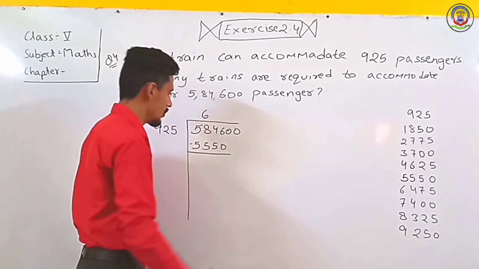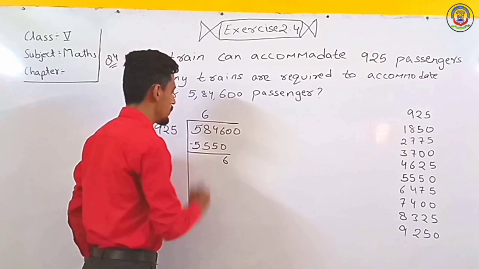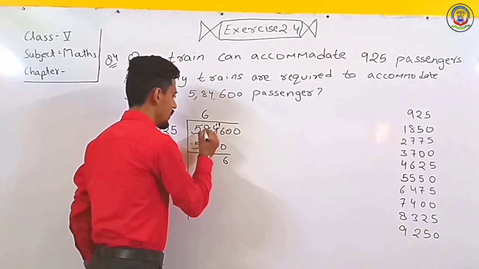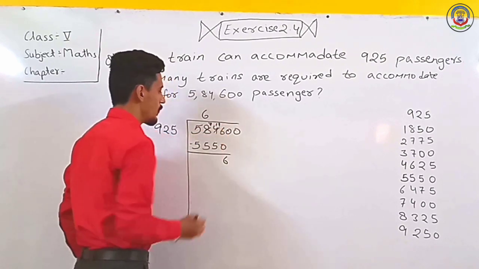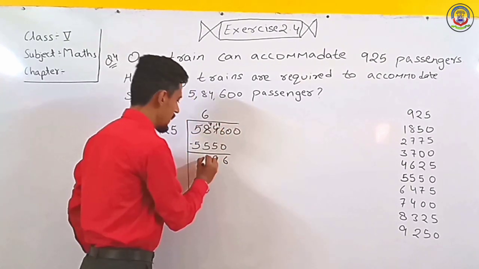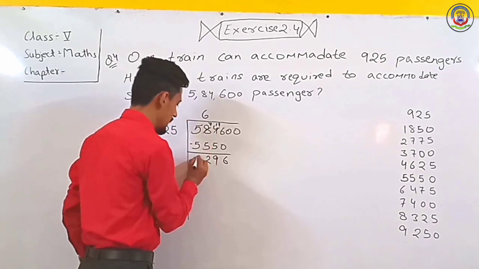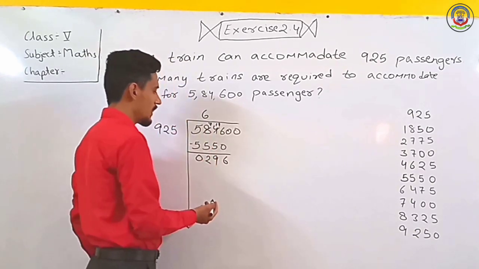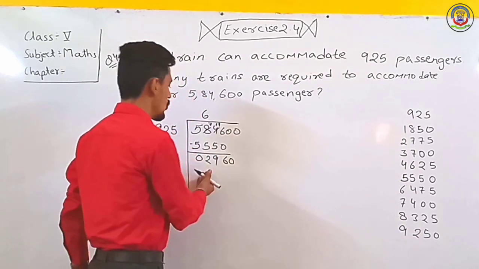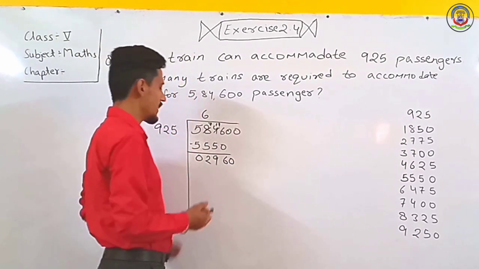6 subtract 0 is 6. 4 subtract 5 not possible, so we borrow. It becomes 14 and it becomes 7. So 14 subtract 5 is 9. 7 subtract 5 is 2 and 5 subtract 5 is 0. Next number we take is 0. So we write here 0. Then 2960, that is 2960.